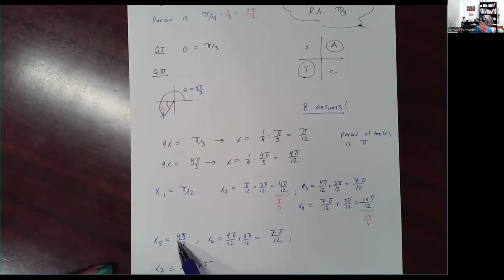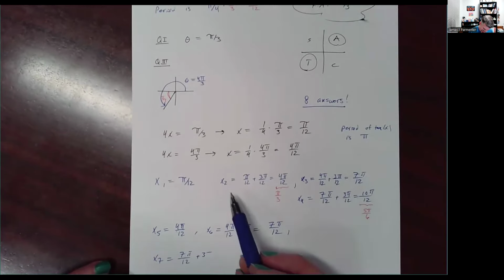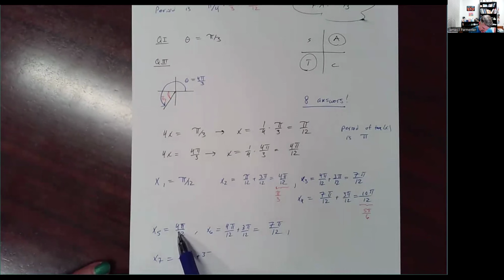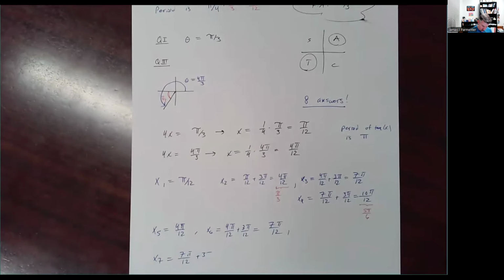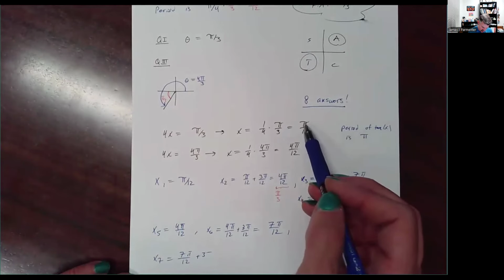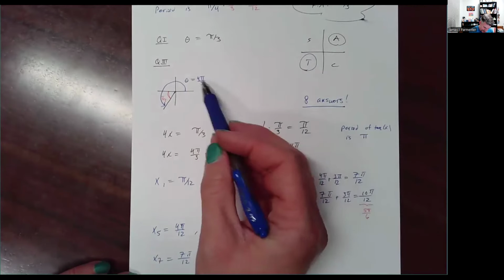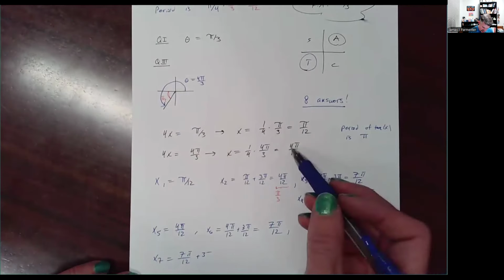This happens sometimes with tangent. Right, because the answers were exactly pi away from each other. Sometimes with tangent, weird things happen. So yeah, I'll point out that this answer was already gotten to right there. So my period is pi over 4. Our original answer was pi over 12 and 4 pi over 12, which is pi over 3.